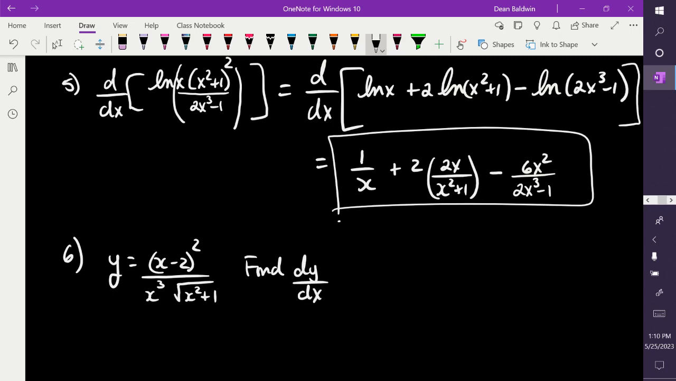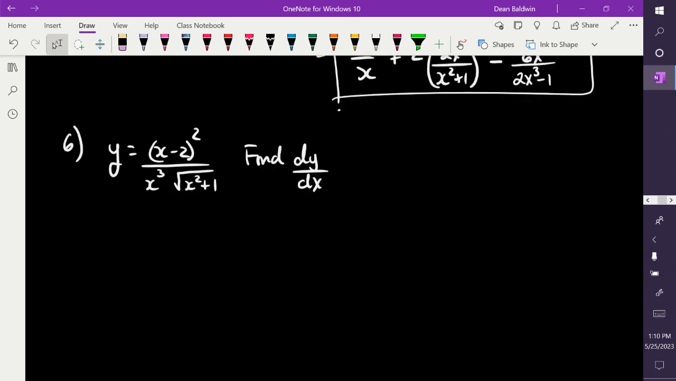So our function is y is equal to (x minus 2) all squared over x cubed times the root of x squared plus 1. We did stuff like this in chapter 2. These were the big long ones, and then you had to factor out something and simplify it. It took like half a page. I still want to know the derivative. Are there any logs in there? No.